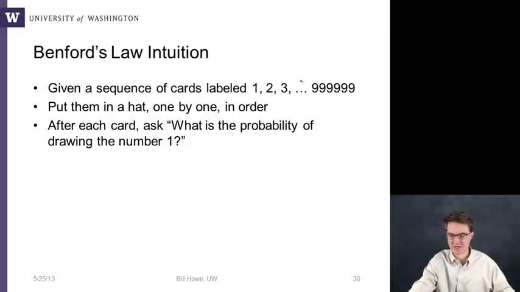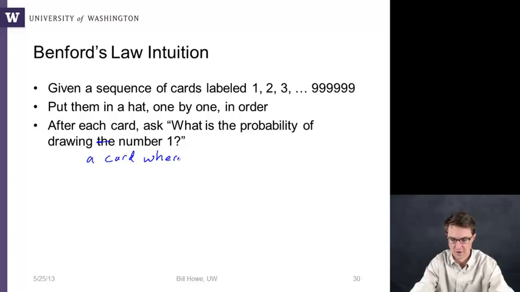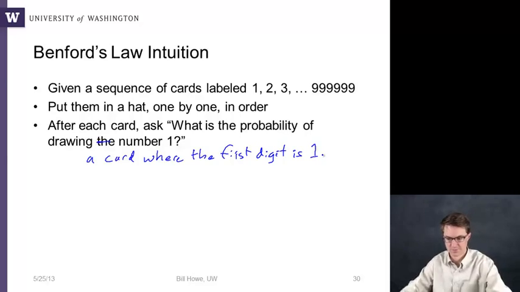Sorry, this isn't very well said. It's not drawing the number 1. Drawing a card where the first digit is 1. Okay.